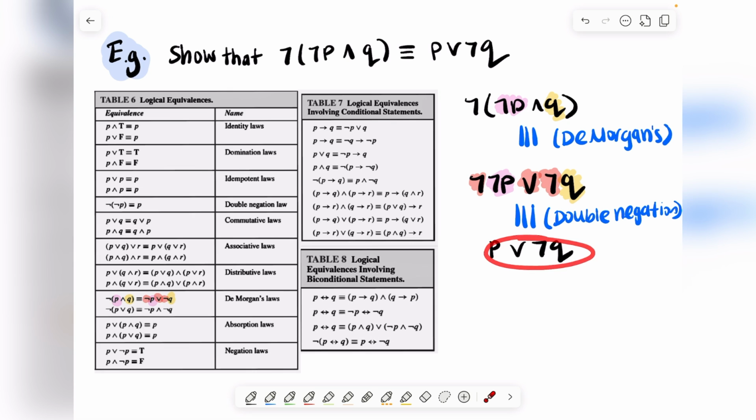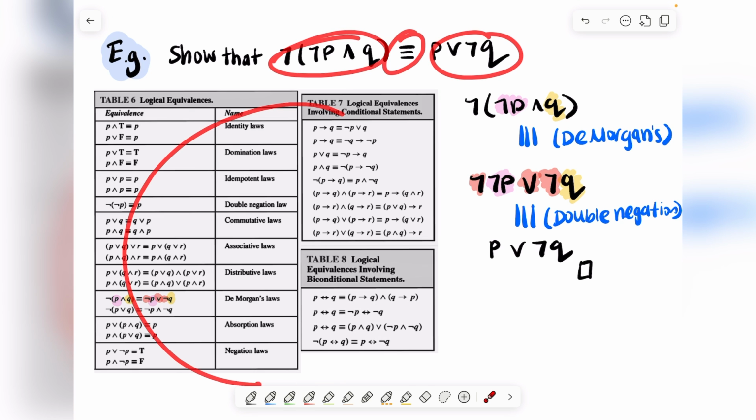And finally, we have our other side. We have P or not Q. So we're done. So we write a little square, and that's it. We showed that this compound proposition is equivalent to this compound proposition using known equivalences.